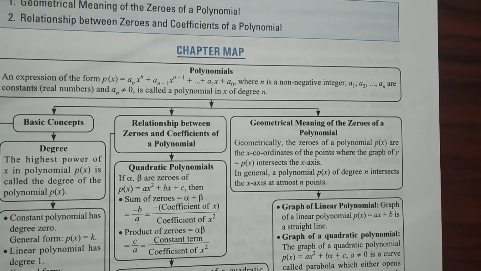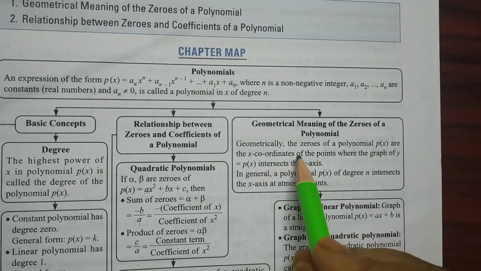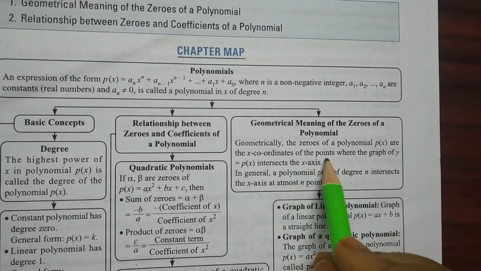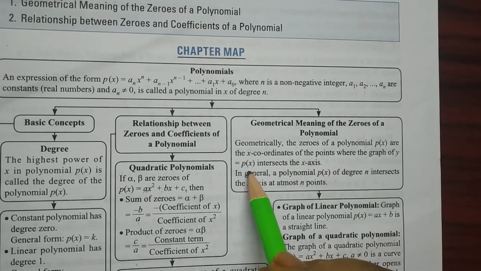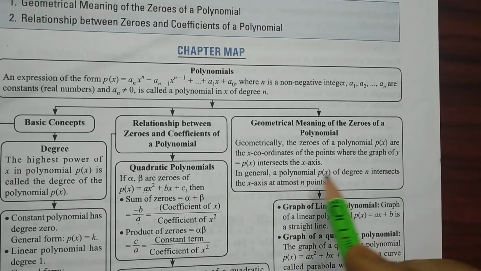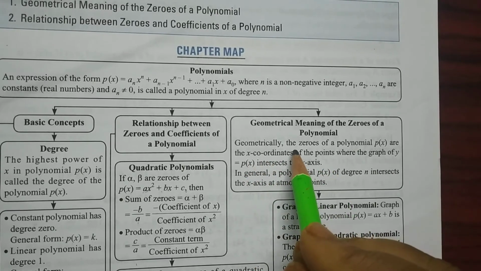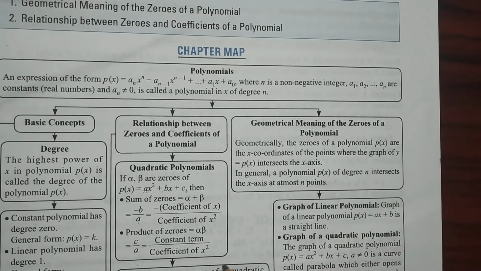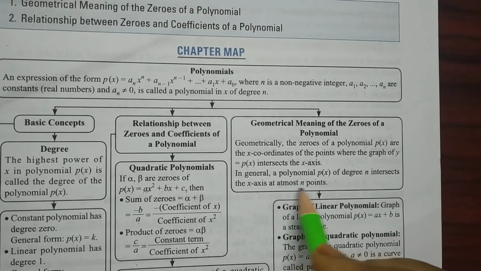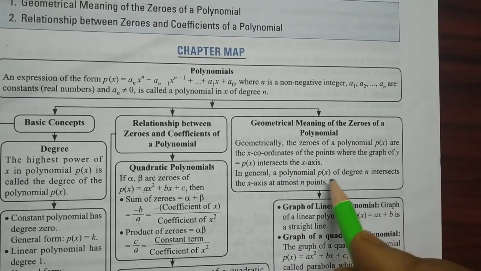Next, general meaning of zeros of a polynomial. Geometrically, the zeros of a polynomial p(x) are the x coordinates of the points where the graph of y equal to p(x) intersects the x-axis. That means if this graph intersects the x-axis, then we find the zeros of the polynomial p(x). In general, a polynomial p(x) of degree n intersects the x-axis at most n points. Means if it is a quadratic polynomial, then it intersects at how many points? 2 points.